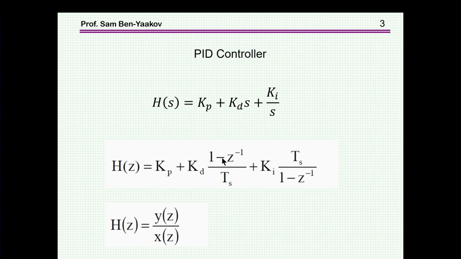Now, in the discrete representation of this S domain into the Z domain, what we have here is very similar. We have a proportional constant, we have a derivative constant. However, S is now replaced by this term, which is basically 1 minus Z^-1, Z^-1 being a delayed sample. That is a one step delay, and this is the sampling time. And here we have the integral constant and 1 minus Z^-1. So this is the Z domain representation of the PID controller.